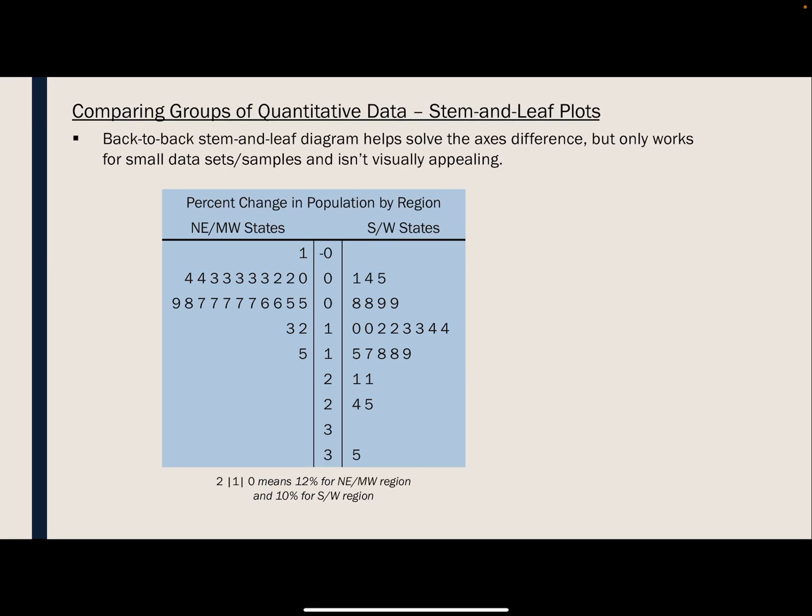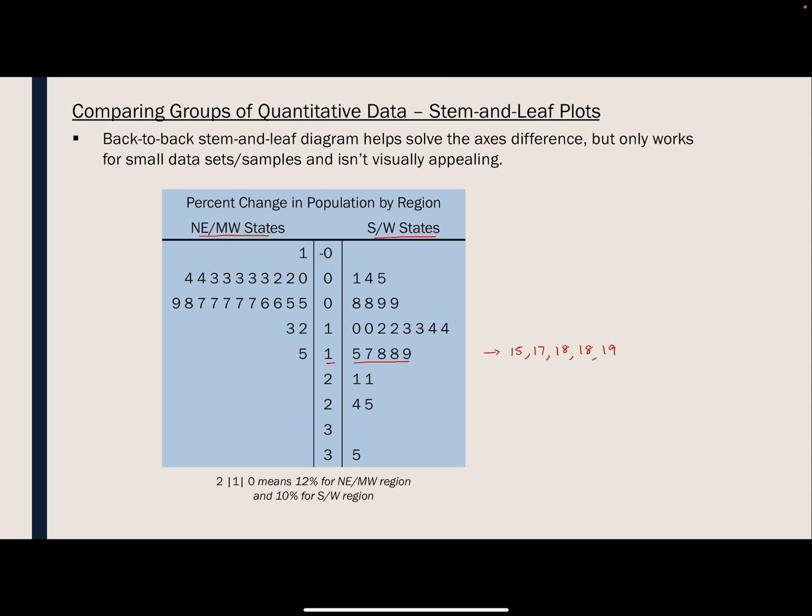So I created a back-to-back stem and leaf diagram for the two regions. So I've got the Southwest region here and the Northeast Midwest region here. When you're reading this, for the region that's on the right, so for the Southwest region, we read the diagram from right to left. So, for example, if I were to look at this row right here, this would read 15, 17, 18, 18, and 19.